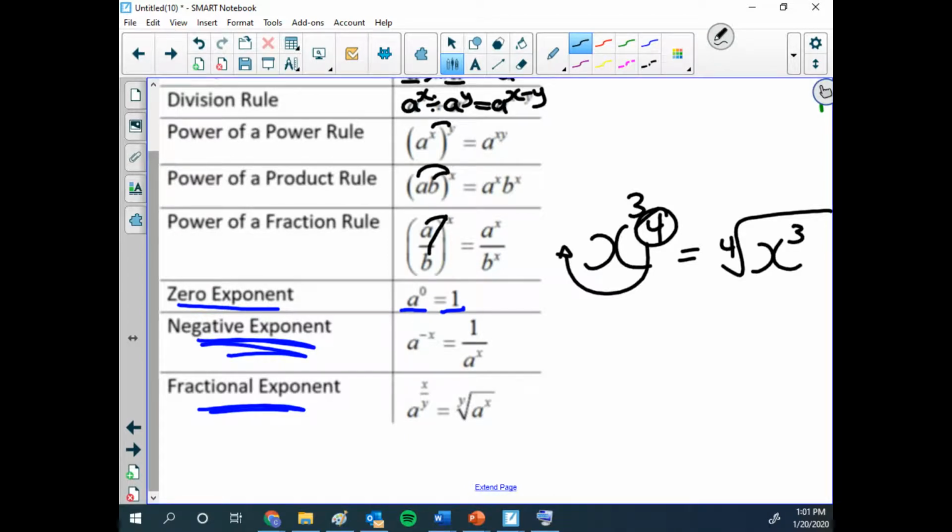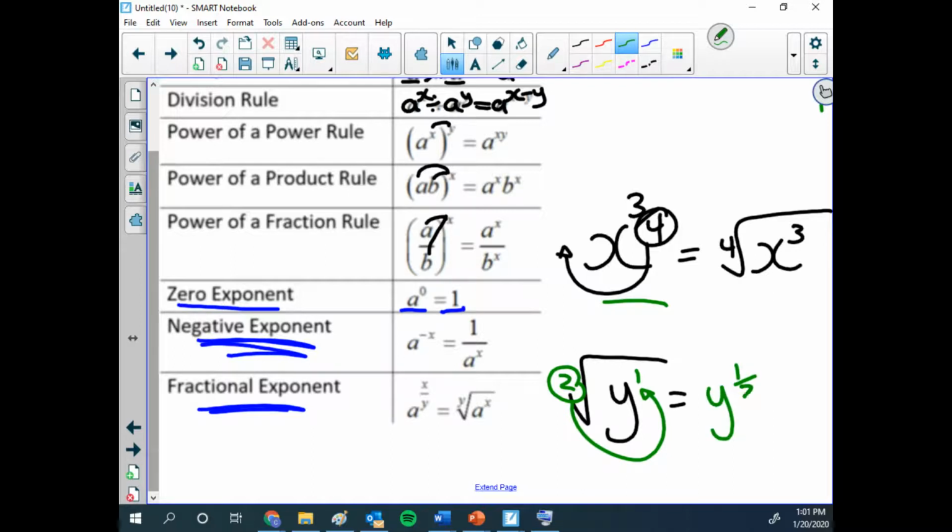I can also undo that. So if I have, let's say, the square root of y, now this one's a little bit harder because there's a whole bunch of invisible numbers. So if I want to write this radical as a fractional exponent, what's the exponent on y? What's the index? 2. And so what I need to do to take this from a radical to a fractional exponent is undo what we just did up here. So I'll take the index, and it'll become the denominator of that now fractional exponent. So y to the power of 1/2.